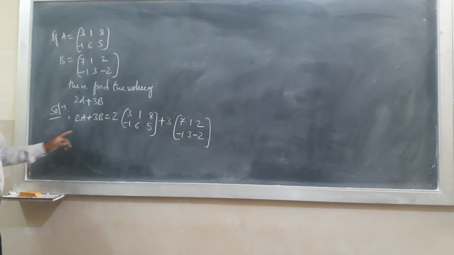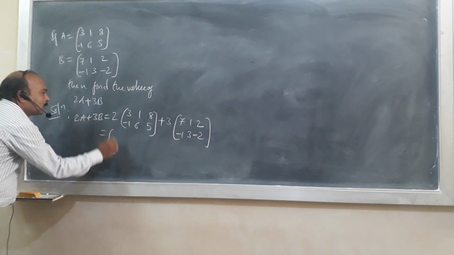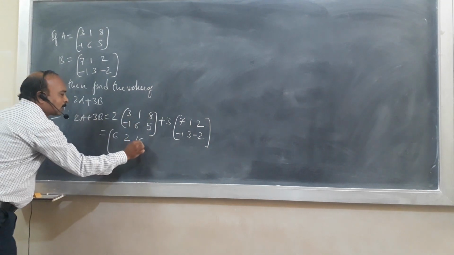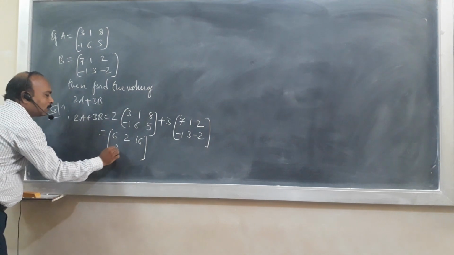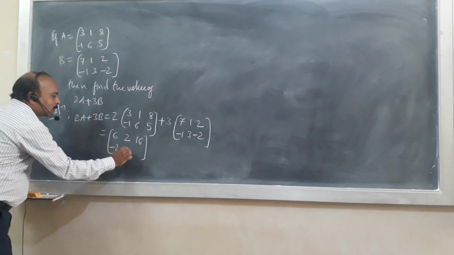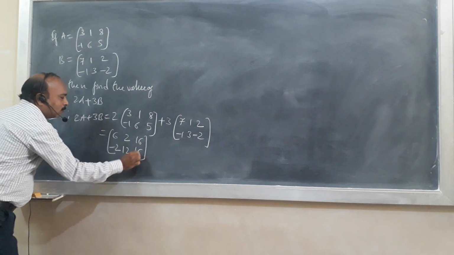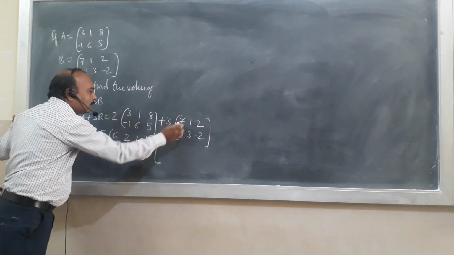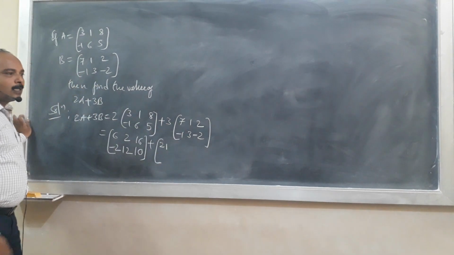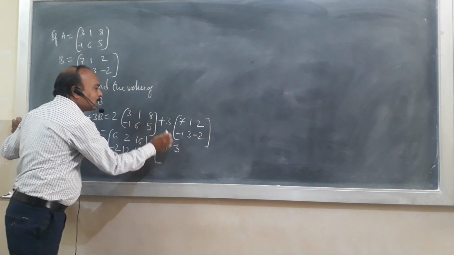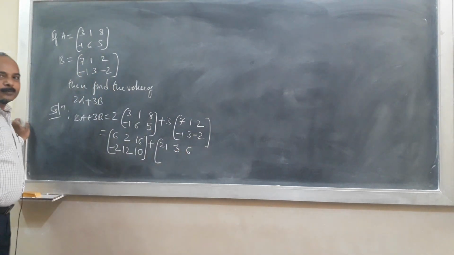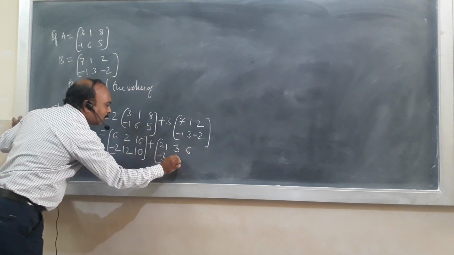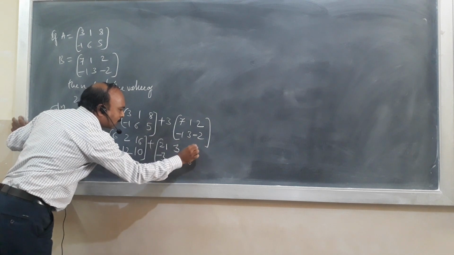Now we do scalar multiplication. It is 2 into 3, 6; 2 into 1, 2; 2 into 8, 16; 2 into minus 1, minus 2; 2 into 6, 12; 2 into 5, 10. Similarly here, scalar multiplication, 3 with 7, that is 21; 3 into 1, 3; 3 into 2, 6; 3 with minus 1, minus 3; 3 with 3, 9; 3 with minus 2, minus 6.